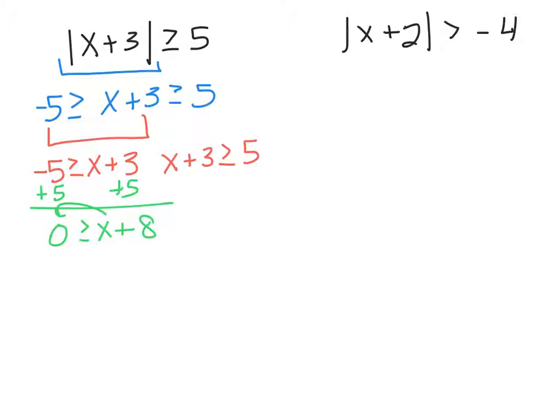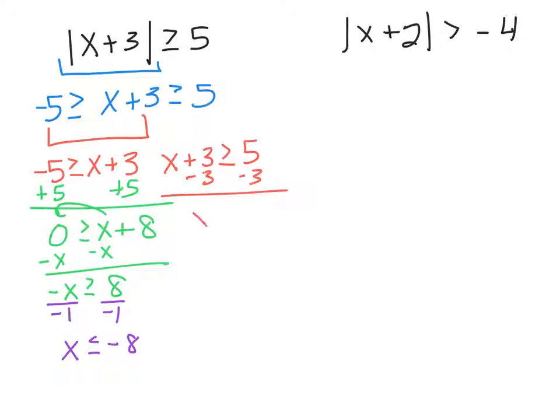I'm going to move the x over there by subtracting. -x greater than or equal to 8. Last step here. Divide by -1. X is less than or equal to -8. Next problem. I am going to subtract 3 to both sides, and x is greater than or equal to 2.